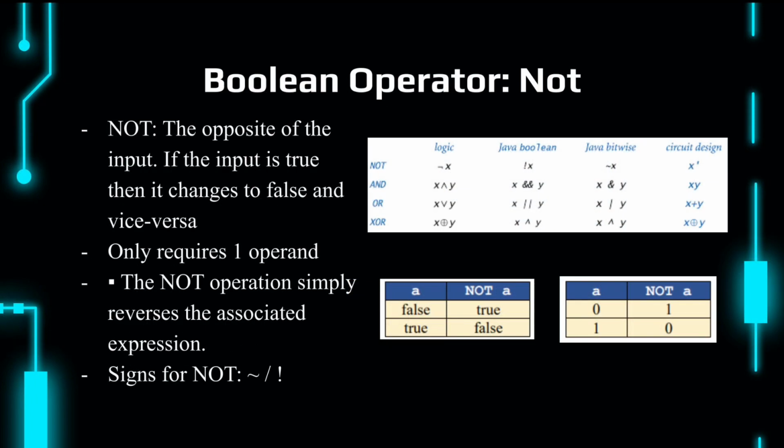Boolean operator, NOT. The opposite of the input. If the input is true, then it changes to false and vice versa. Only requires 1 operand. The not operation simply reverses the associated expression. Signs for not are shown as follows.